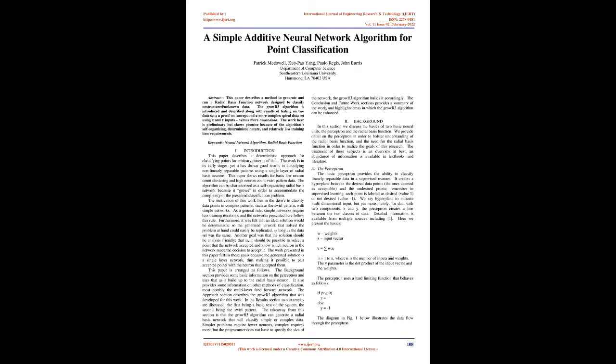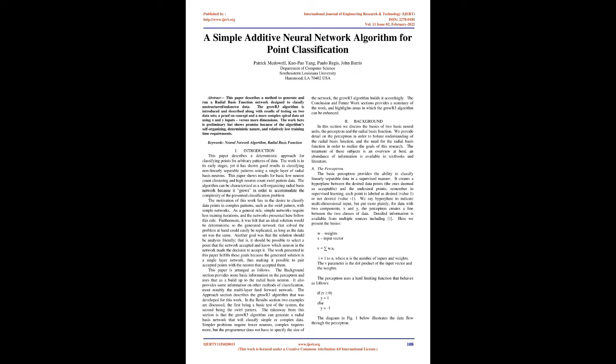The GROW-R3 algorithm is introduced and described along with results of testing on two data sets, a proof of concept and a more complex spiral data set using X and Y inputs, versus more dimensions. The work here is preliminary but shows promise because of the algorithm's self-organizing, deterministic nature, and relatively low training time requirements. Keywords: neural network algorithm, radial basis function.